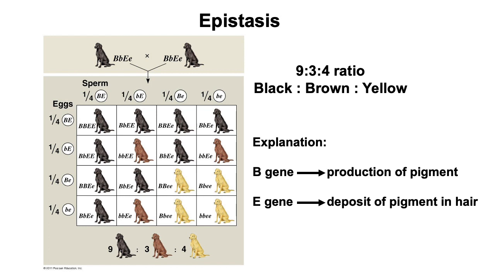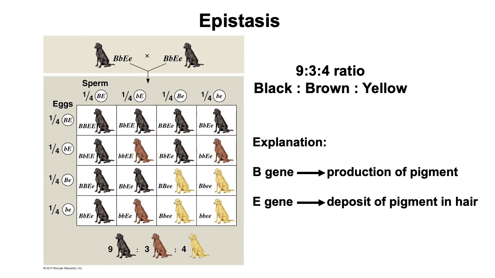So if we count up again the squares here, 9/16 are black colored dogs, 3/16 are brown colored, and then 4/16 would be yellow labs. And if we, like we did before, dig a little deeper into what the genotypes are that are represented in each one of these squares, and I've written this out for you in the notes, what we notice is if these dogs have a dominant allele at both B and E, then they will be black labs. Okay, so black is dominant at both, and that's our 9/16 portion of this.